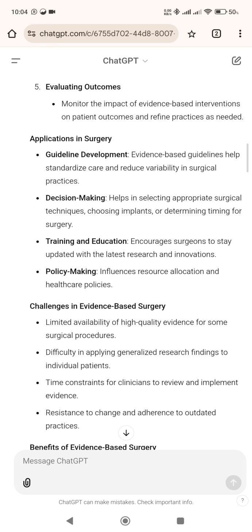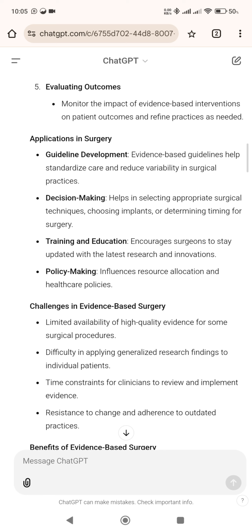Applications in surgery. Guideline development. Evidence-based guidelines help standardize care and reduce variability in surgical practices. Decision-making. Helps in selecting appropriate surgical techniques, choosing implants, or determining timing for surgery. Training and education. Encourages surgeons to stay updated with the latest research and innovations. Policymaking. Influences resource allocation and healthcare policies.